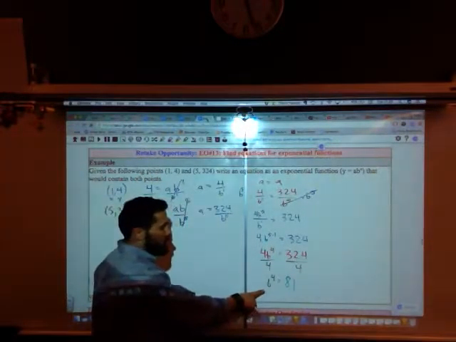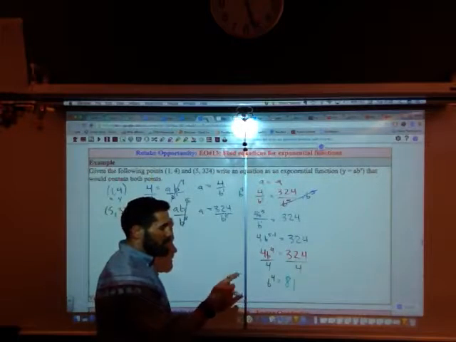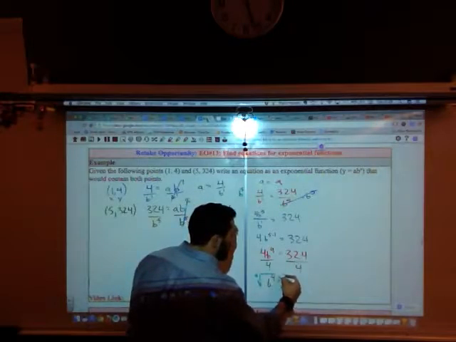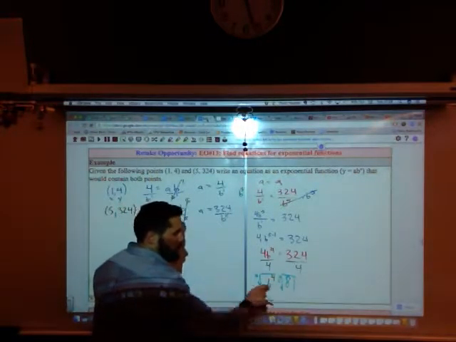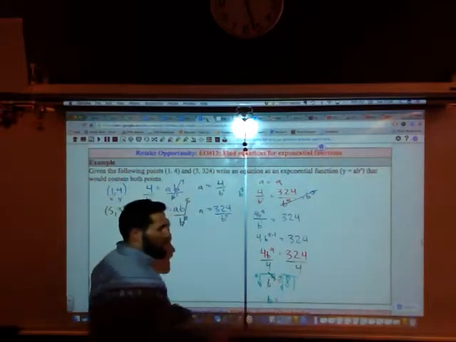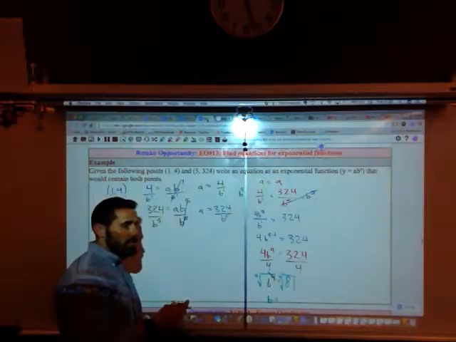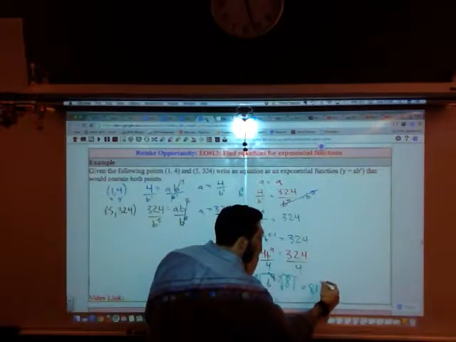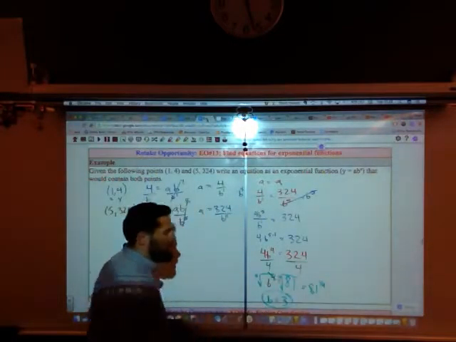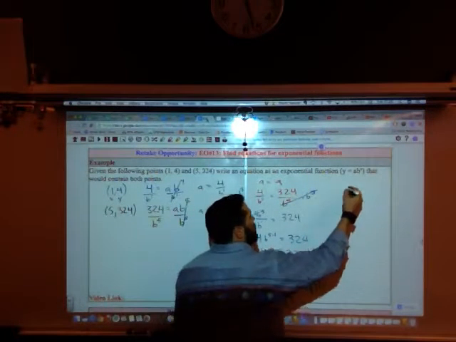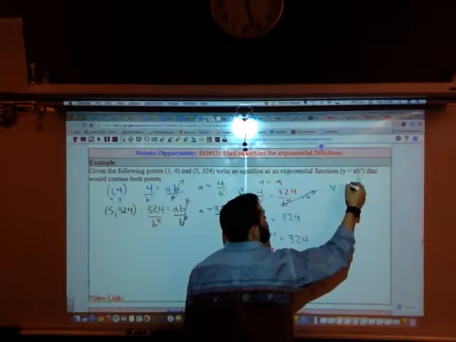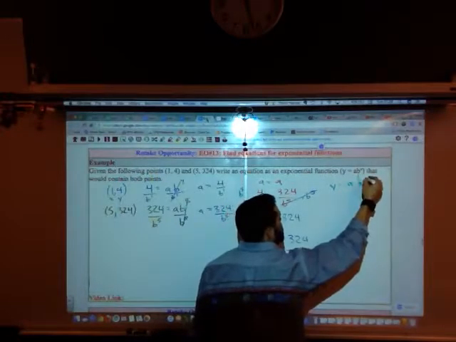So what is b? What multiplied by itself 4 times gets me an 81? Well, I can go ahead and find the fourth root of each side. Fourth root here, fourth root there. That cancels out. That would give me b equals 81 to the fourth root, or 81 to the 1/4 power. Those guys are equivalent. Either way, I get a b value of 3. So now I can go here and put 3. So I got y equals a times 3 to the x.